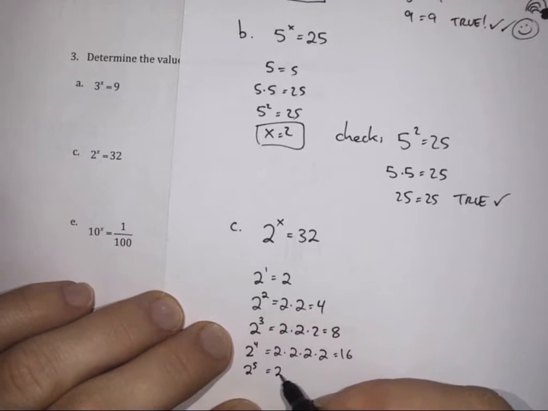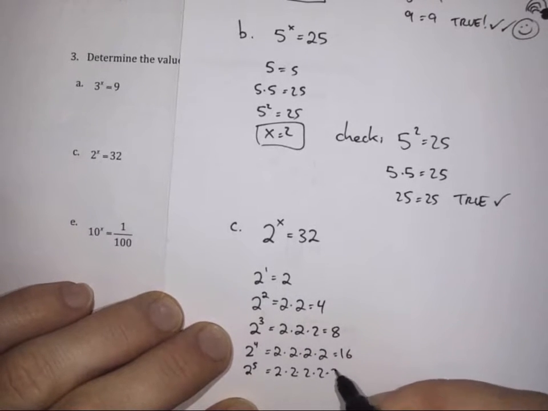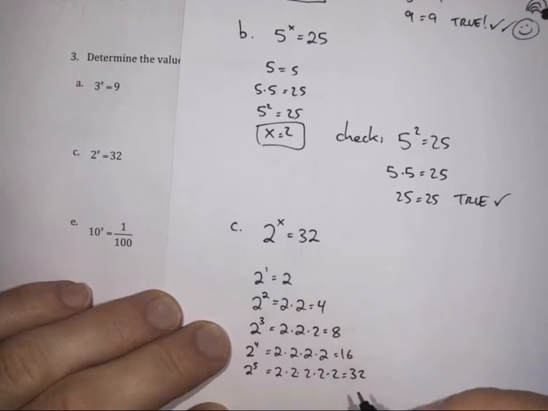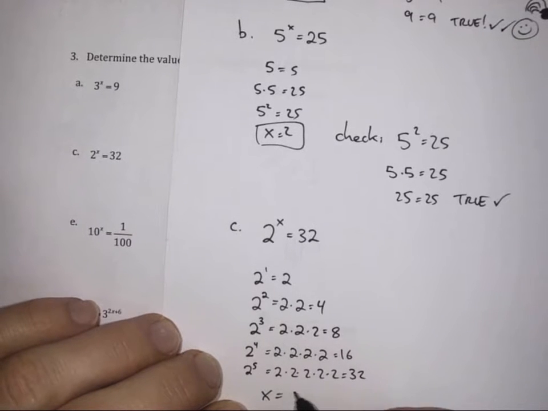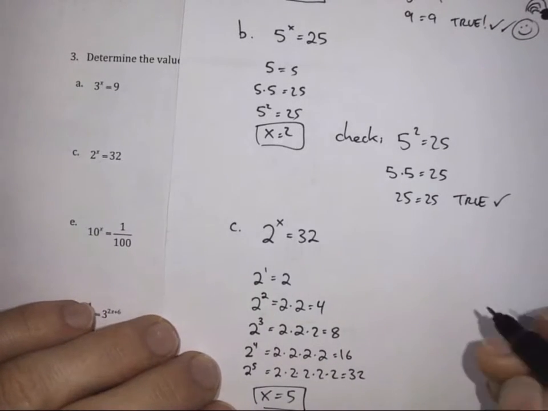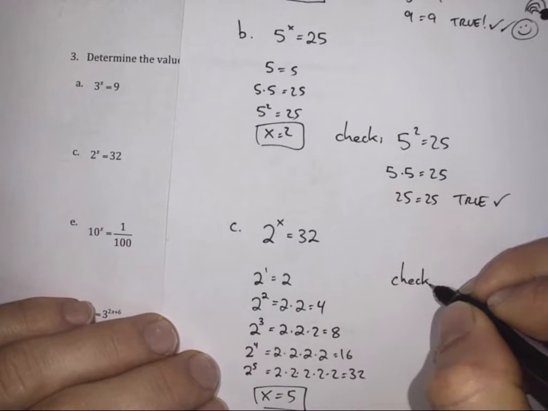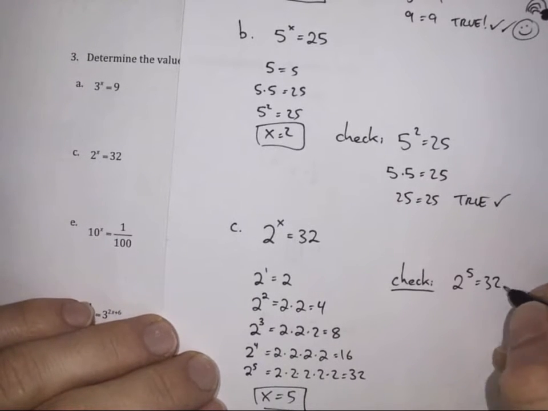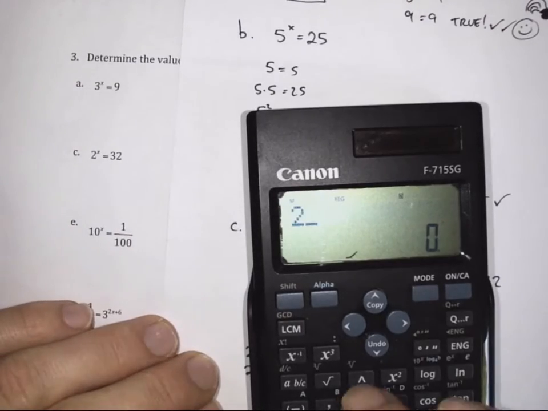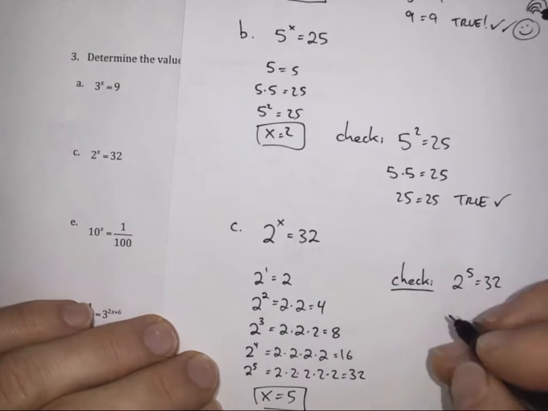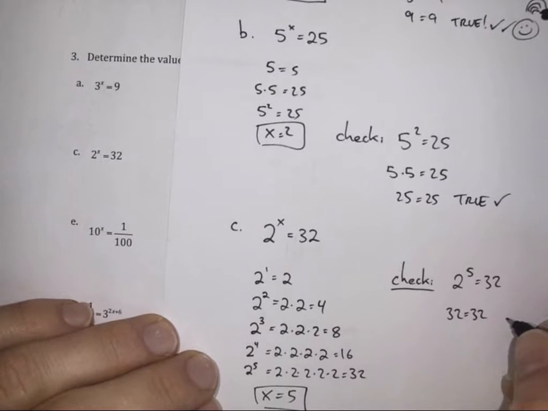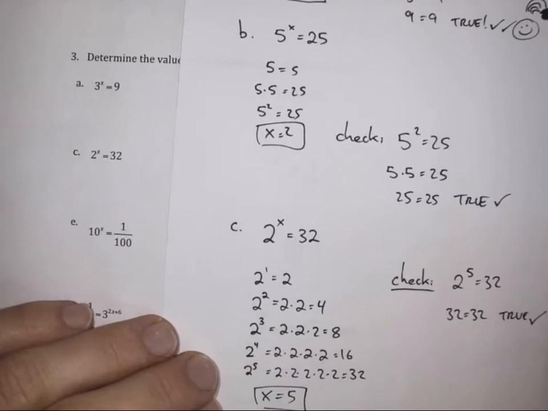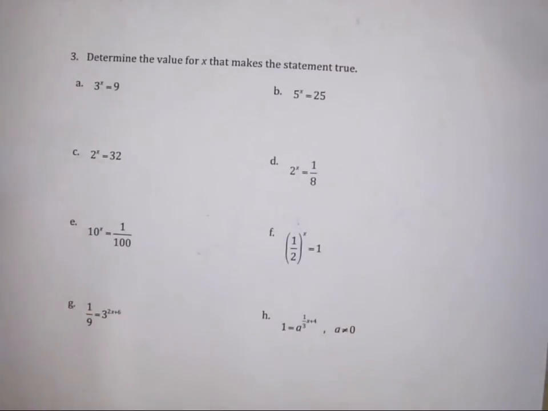And I can see here that I think I'm on the winner here. 2 times 2, so it's going to be 16 times 2, which is 32. So the mystery number here, x, was 5. And just for good standards and practices, I'm going to check my work. Is it true that 2 to the power of 5 is 32? Well, what is 2 to the power of 5? 2 to the power of 5 is 32. So I can say 32 equals 32, and that is a true statement. If I had a false statement here, it would mean I was wrong, and we'd have to go back and consider.